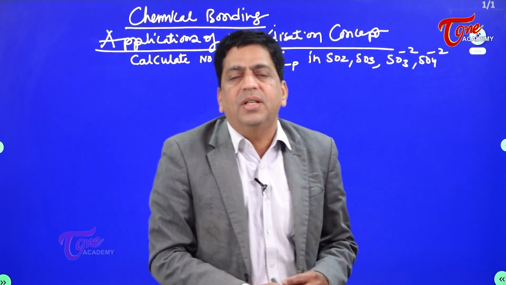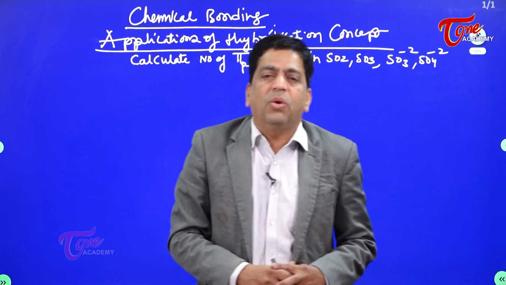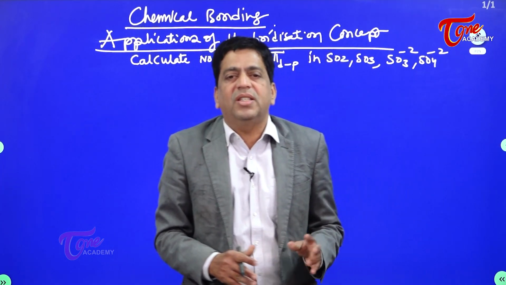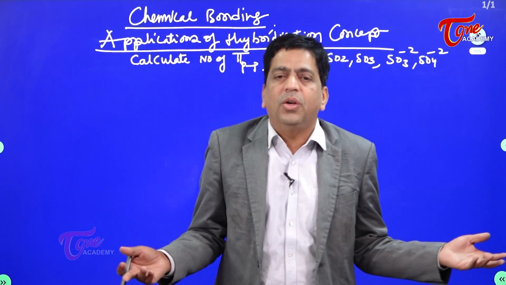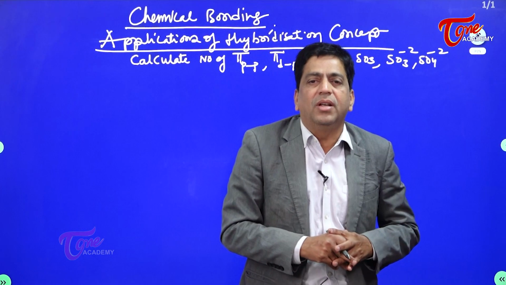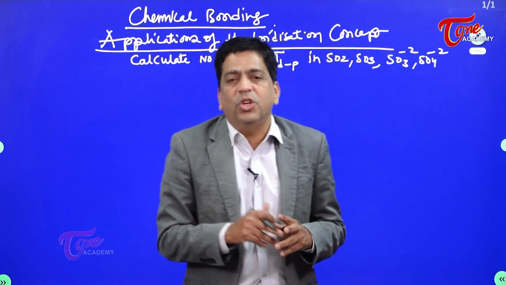This question I have seen asked very frequently, calculating pi pp and pi dp bonds. By asking about pi dp and pi pp bonds, he actually wants to test whether you have gone through the entire details of hybridization and whether you are acquainted with it. That is the intent of asking such questions, right?